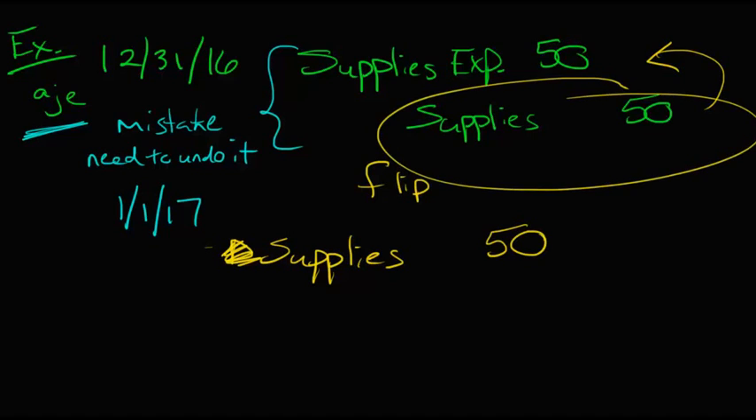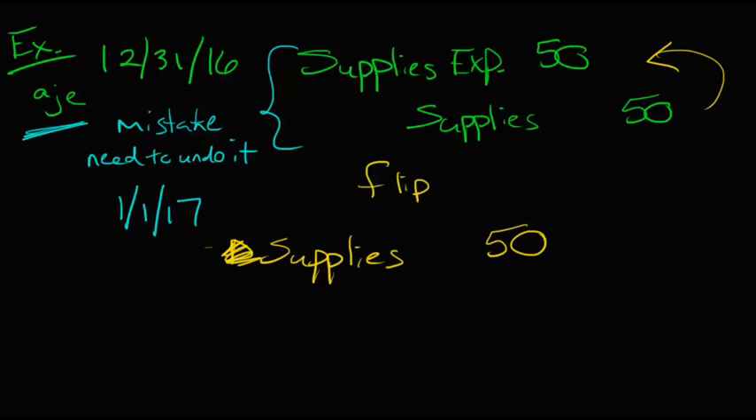So we credited it. Now we're reversing it. This is what it sounds like, right? We reverse the entry. Instead of crediting supplies for 50, we debit supplies for 50. And then instead of debiting supplies expense for 50, we just undo that by crediting supplies expense for 50.